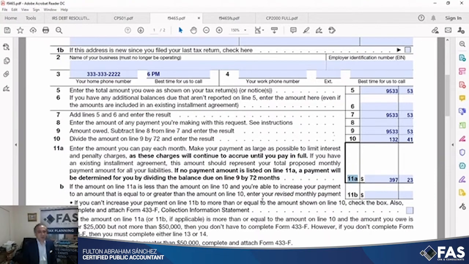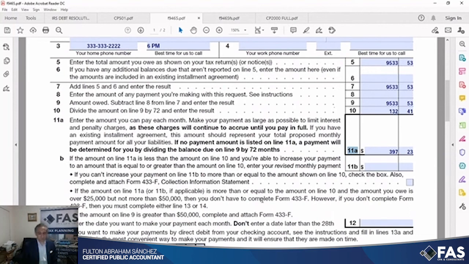Once you have done this information, if you are not able to pay at least the minimum amount that you have on line number 10, the IRS is going to give you the option to send another form, a statement, that is the collection information statement.